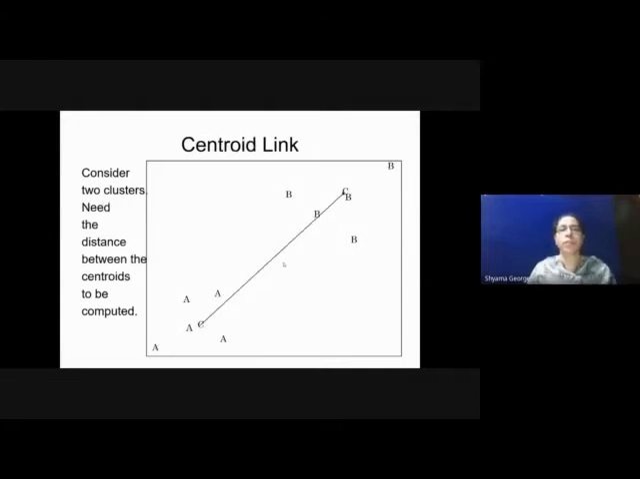This is the centroid method. You can find the centroid of cluster A, represented as C. Similarly, the centroid of cluster B is represented as C. We can find the centroids of the two clusters and take the distance between the centroids. So this is known as the centroid link.